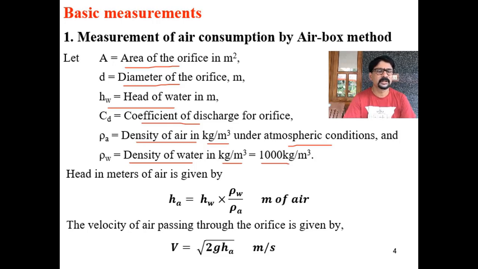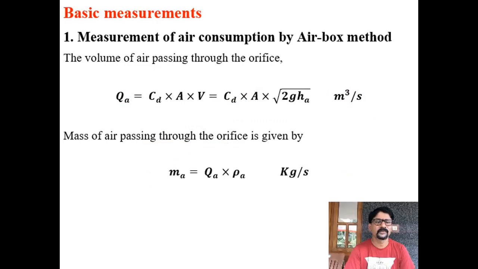Now here the head difference, pressure difference, is calculated in terms of head of water in meters, so it should be converted into head of air in meters. So that is given by HA is equal to HW into rho W by rho A, so meters of air. This is a very important formula to convert head of water into head of air. Now once you calculate the head of air in meters, the velocity of air passing through the orifice is given by V is equal to square root of 2g HA. So this expression gives the velocity of air flowing through the orifice.